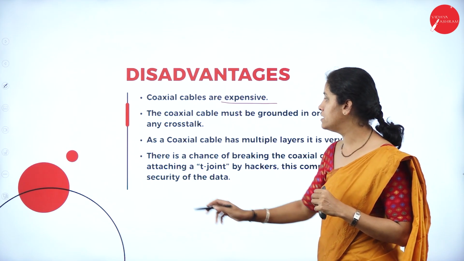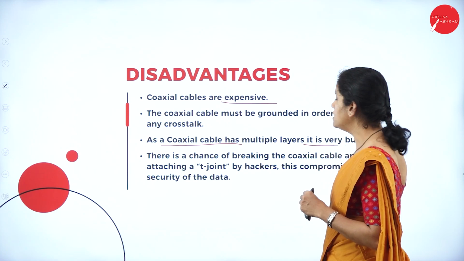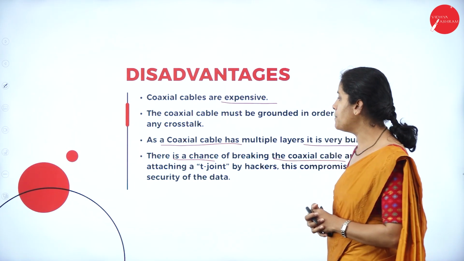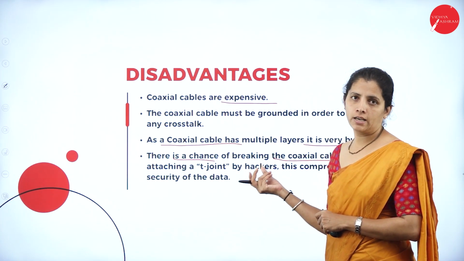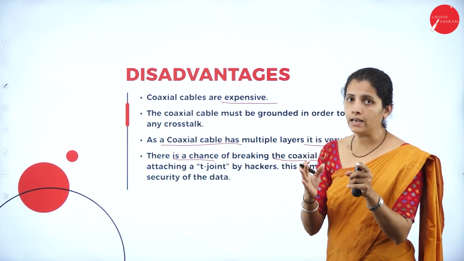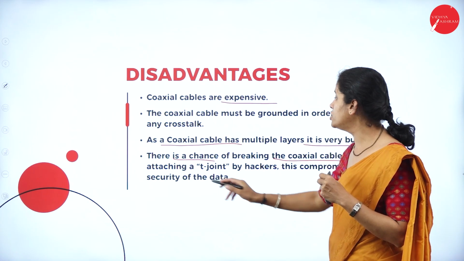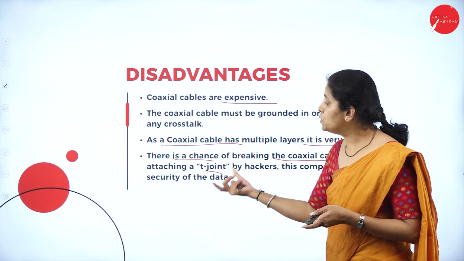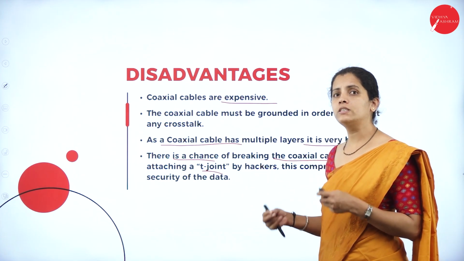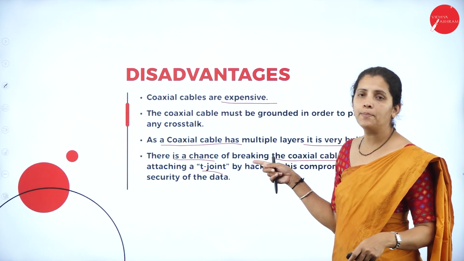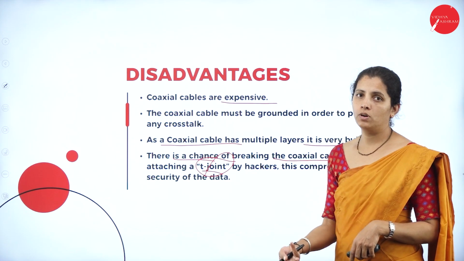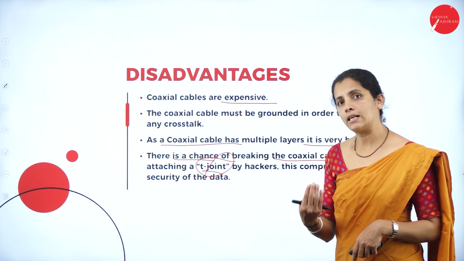in the data transmission. As a coaxial cable has multiple layers, it is very bulky. There is a chance of breaking the coaxial cable and attaching a T-joint. So dear student, hackers are going to break that coaxial cable and attach a T-joint, so comparing to security of the data, it provides very little security. Why? Because a hacker can break the coaxial cable very easily and attach a T-joint, so that an intruder or hacker or adversary can access the data.